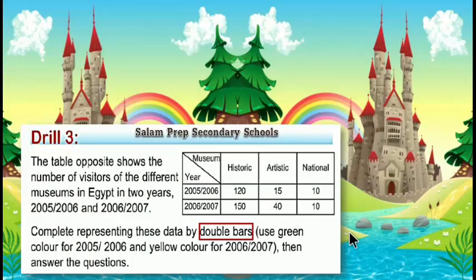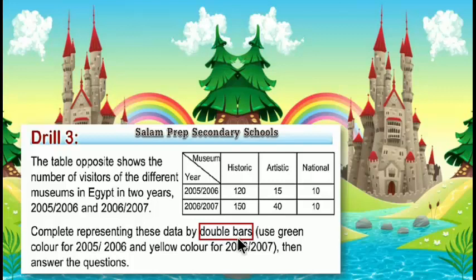Now let's solve together drill 3. The table opposite shows the number of visitors of the different museums in Egypt in 2 years, 2005, 2006, and 2006, 2007. Complete representing these data by double bars. Please take care.